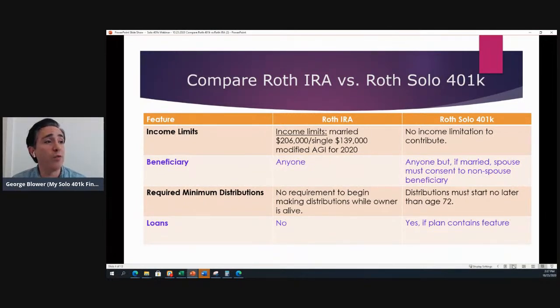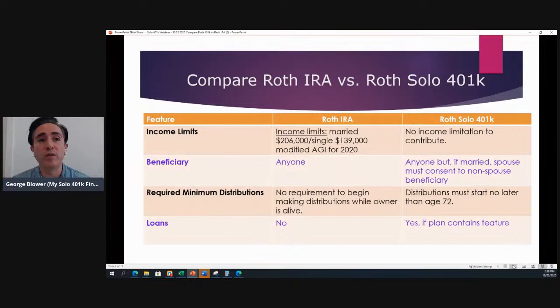Loans. With the Roth IRA, you are not eligible to take a loan. Like any IRA, you cannot borrow from your IRA account. Whereas with the Solo 401k, if the plan allows for it, like ours does, yes, you can take a 401k participant loan. You can take up to 50% of the balance, not to exceed $50,000. It has to be documented. We prepare those documents within 1 business day as part of our services for no additional charge.